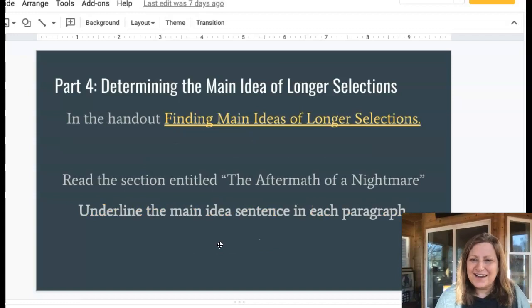So the next one, I'm going to have you read the section entitled The Aftermath of a Nightmare. And I want you to underline the main sentence in each of the paragraphs to start. On the Edpuzzle, I want you to type the main idea sentence in each paragraph, please.